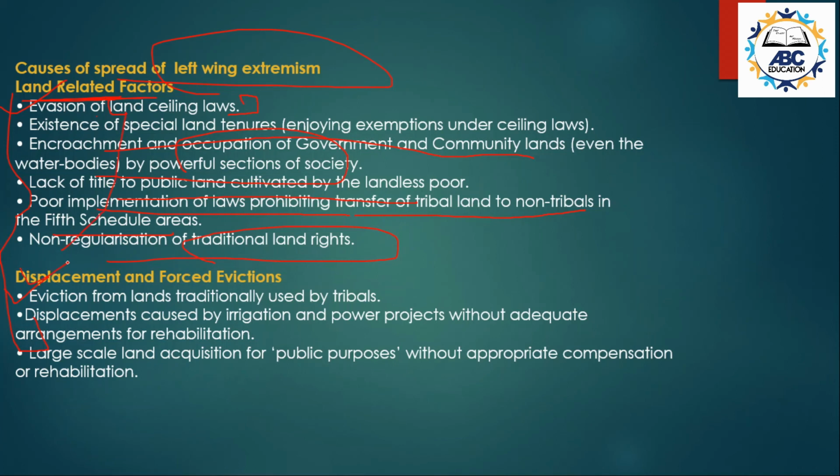Then the second reason is displacement and forced evictions. Evictions from lands traditionally used by the tribals. Displacement caused by irrigation and power projects जो आप वहाँ पे establish करते हो without adequate arrangements for rehabilitation. If you are displacing those people when you are establishing these various infrastructure and various multi-purpose irrigation and power projects, then you should also rehabilitate them and you should compensate them by providing some kind of land or some kind of resources in some other place. That also didn't happen in many places. That was also one of the reasons these people get attracted to the Naxal ideology. The large-scale land acquisition आपने किया for public purposes without appropriate compensation or rehabilitation.